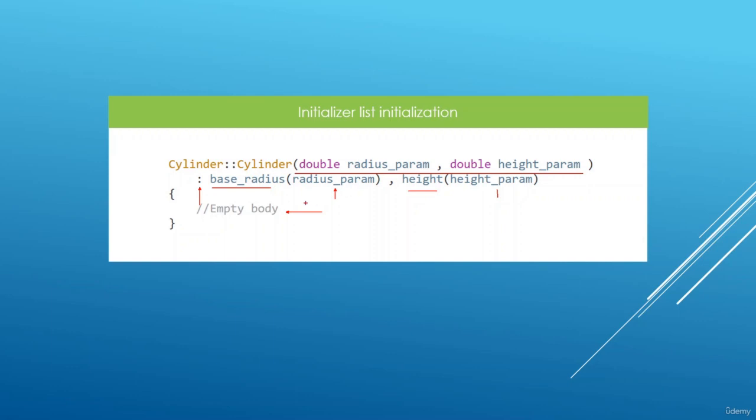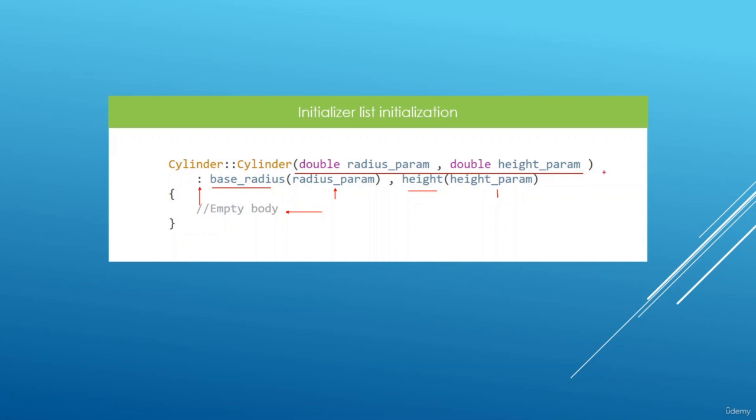In the next lecture, we're going to really see the difference between these two ways of constructing your objects, member-wise copy initialization and initializer list initialization. But in this lecture, I just want you to be familiar with the syntax for initializer list initialization with your constructors. And this is the way to do this.